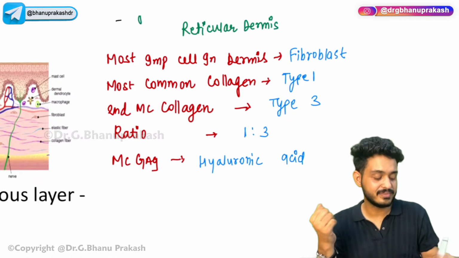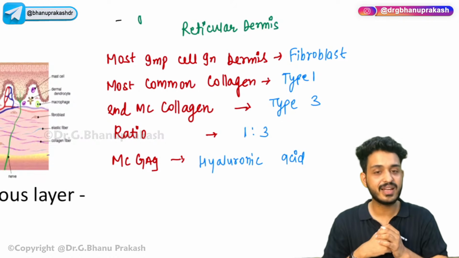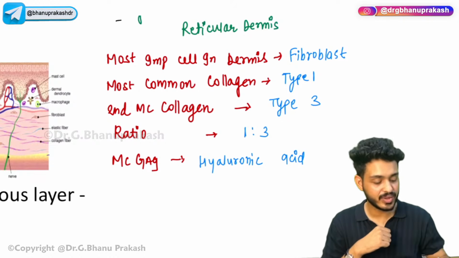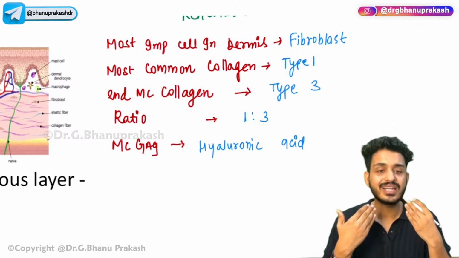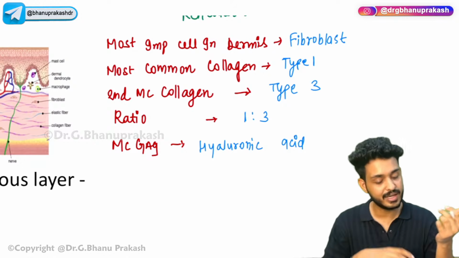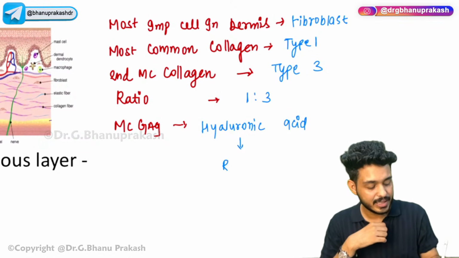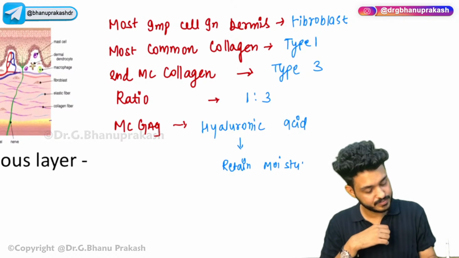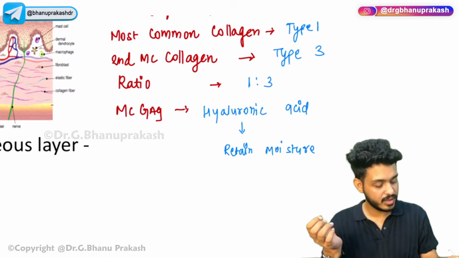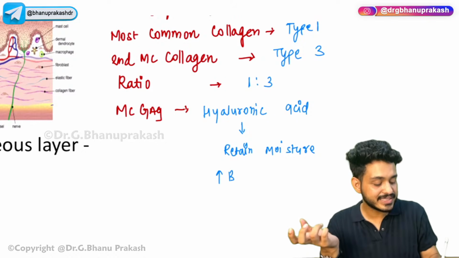That is your most common glycosaminoglycan, that is your hyaluronic acid. Remember guys, you are using hyaluronic acid on your skin also, right? What are the basic functions of that hyaluronic acid that you are utilizing? Sir, first thing, it will be retaining moisture. Second thing, it will be increasing your blood flow.